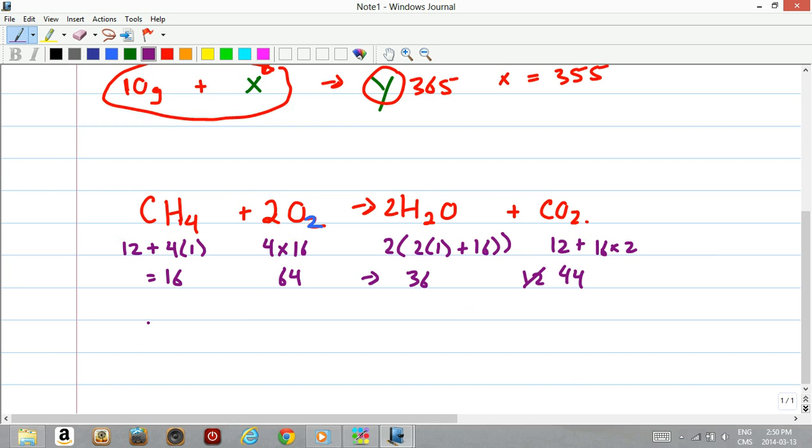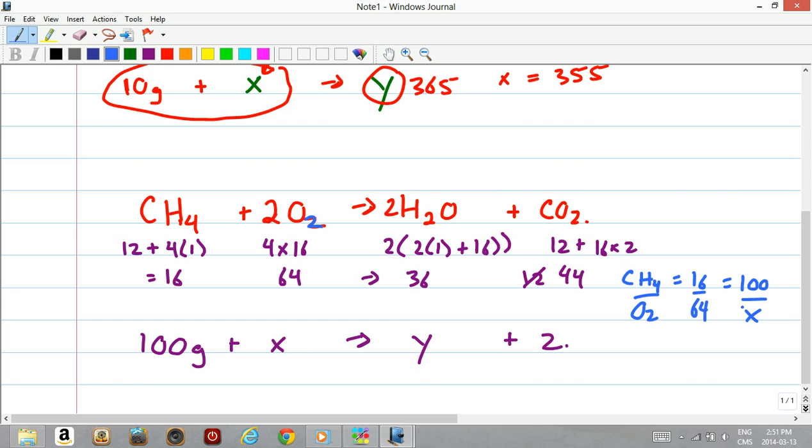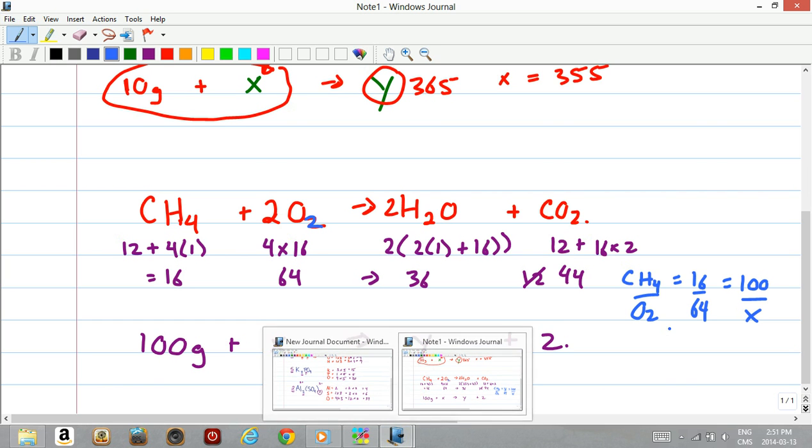So again, imagine we had a scenario where we had consumed, let's say, 100 grams of methane, and we want to know how much oxygen would be required. Well, very easy. Assuming we have enough oxygen, we could set up our ratios again. So our ratio for methane to oxygen would be 16 to 64. So if we used up 100 grams of methane, how much oxygen would be required in this case?